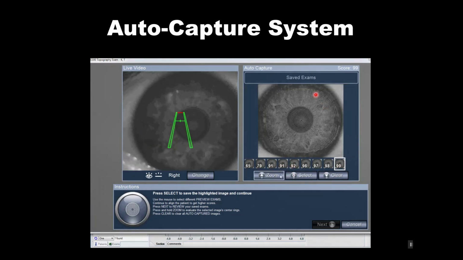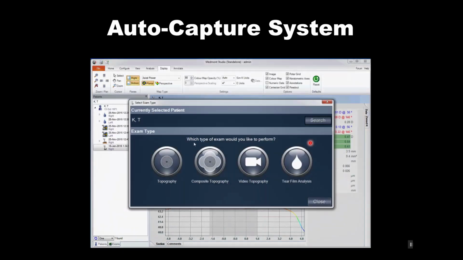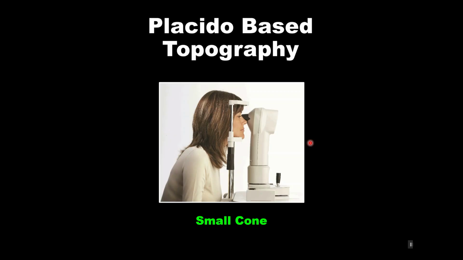We're going to zoom in, make sure our central rings look good. If we're happy, then we're going to save that image. Now, the Medmont is a Placido-based topographer. And within Placido-based topographers, there are two types: small cone topographers like the Medmont and large cone topographers that have a much bigger Placido disc.